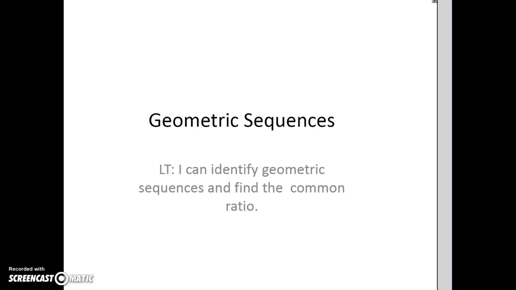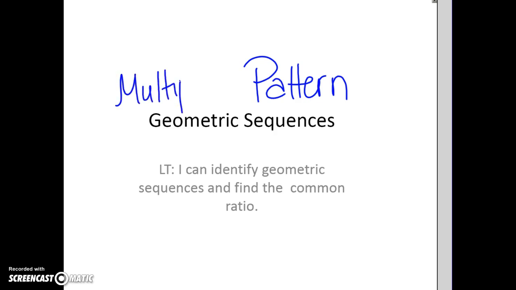This lesson is about geometric sequences. The learning target: I can identify geometric sequences and find the common ratio. We have looked at patterns before. We have learned that a sequence is a pattern. However, if it is a geometric sequence, it is a multiplication pattern. So, geometric sequences, multiplication pattern.